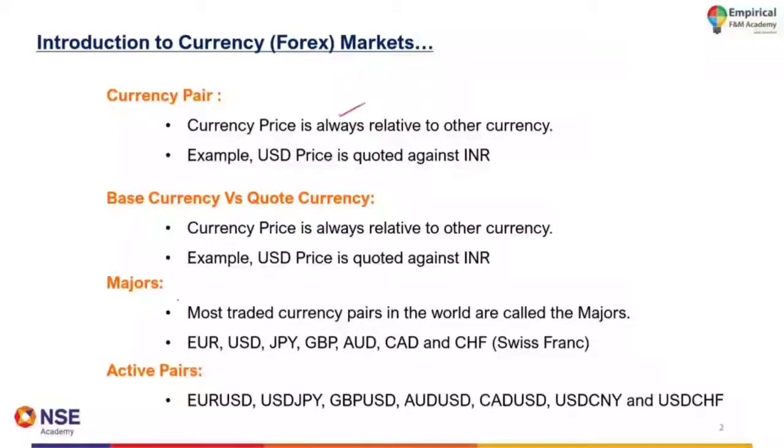When I talk about commodities, we know what the majors are; we know what the major stocks are; we know what the major agricultural products are. Similarly, when I talk about the major currencies which are globally traded, the most traded currency pairs in the world are called major currencies. The major currencies are the euro, EUR, and USD, Japanese yen, Great British pound, Australian dollar, Canadian dollar, and Swiss franc. All these currencies are the major currencies.